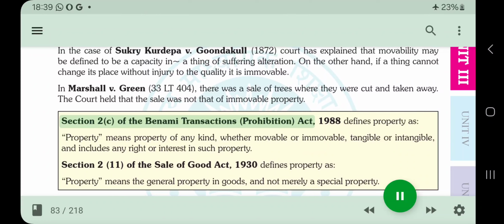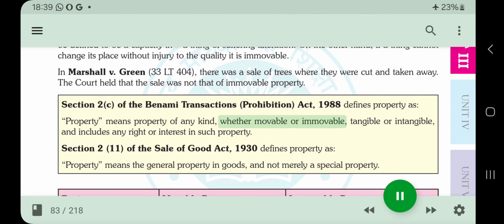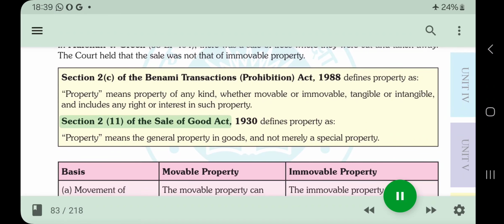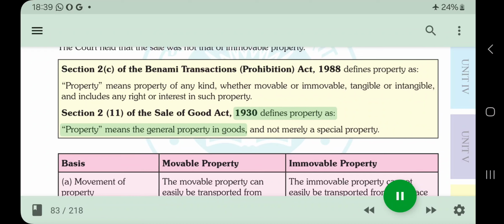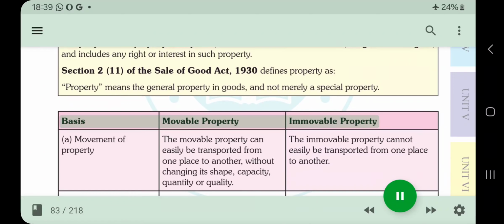Section 2(c) of the Benami Transactions Prohibition Act, 1988 defines property as: property means property of any kind, whether movable or immovable, tangible or intangible, and includes any right or interest in such property. Section 2(11) of the Sale of Goods Act, 1930 defines property as: property means the general property in goods, and not merely a special property. Basis: movable property, immovable property.